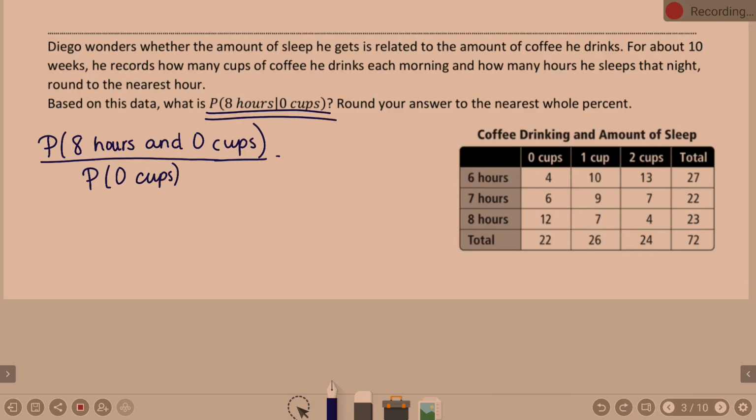Wait, so what is going to be the second one? Assuming it's set up in official conditional probability format, yeah, it's your condition. So, okay, what do we know about 8 hours of sleep and 0 cups of coffee?